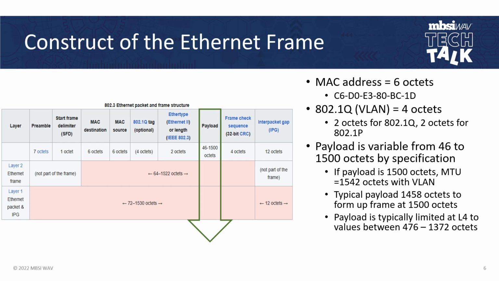In layer 2 now, what we have going on here is a destination MAC, a source MAC, VLAN tagging, and other things, of which part of that is the payload. So the MAC frame, the data link layer, can range from 64 bytes to 1522 bytes or octets. Octets meaning 8 bits.